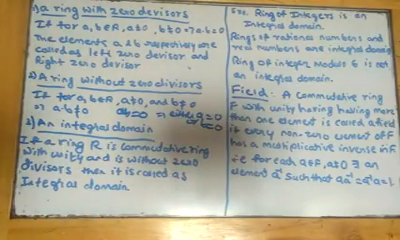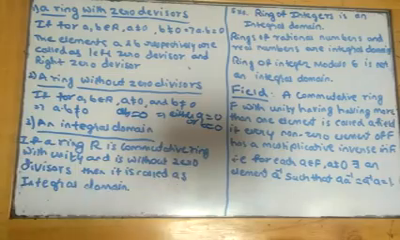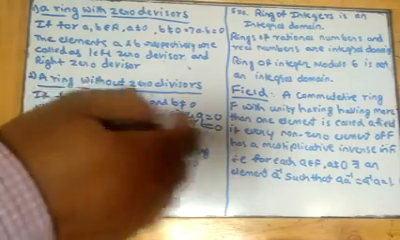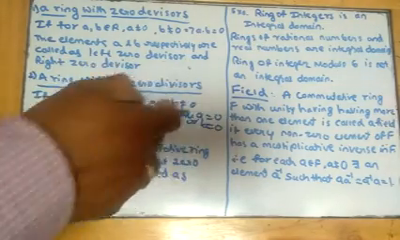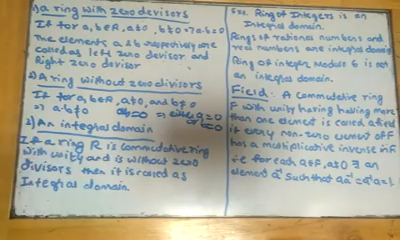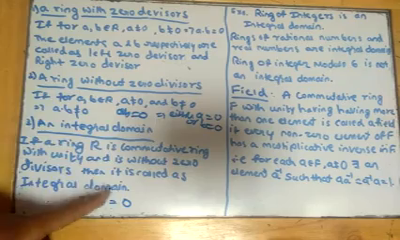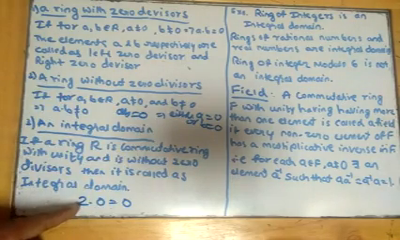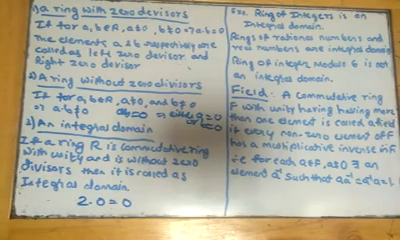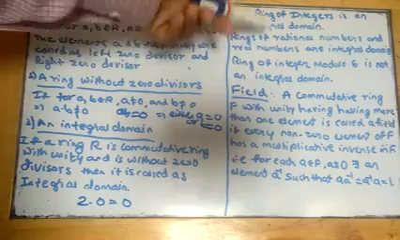So for example, take the set of integers: 0, 1, 2, 3 and so on. If you take 0 into 2, you will get 0. One of the members is 0, so the product also gives 0. So either a is equal to 0 or b is equal to 0, then ab is equal to 0. For example, a is equal to 0: 2 into 0 is equal to 0, because one of the members is 0 and the other member is not 0. Therefore the set of integers is an integral domain.